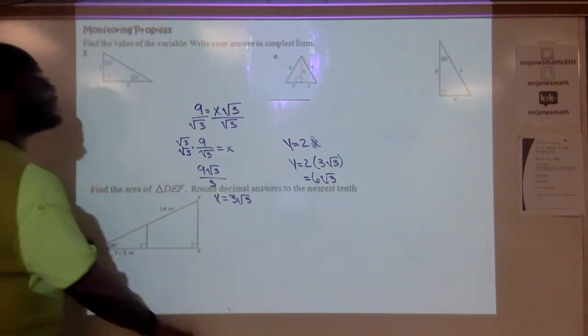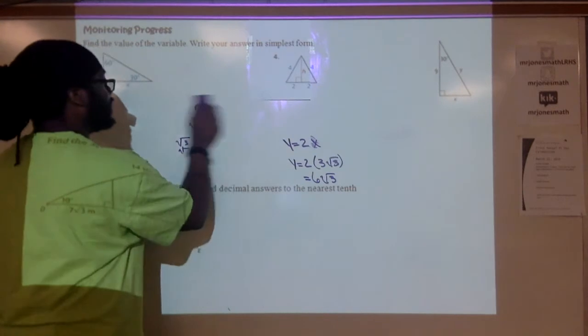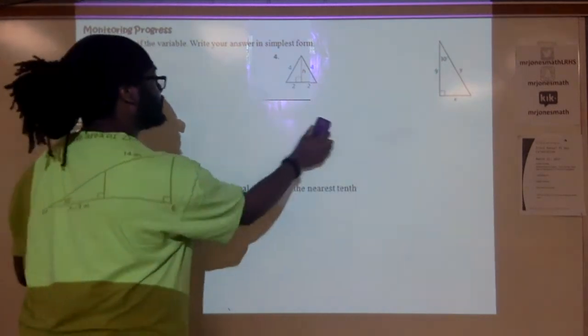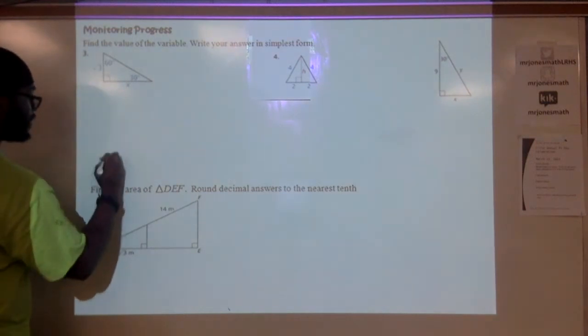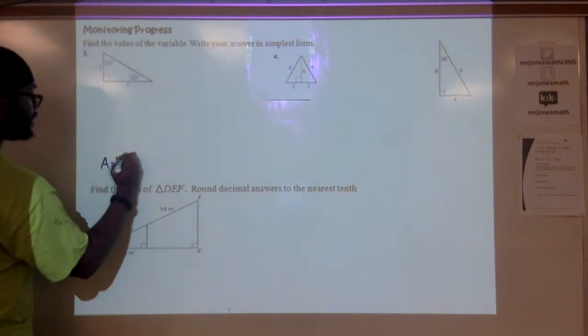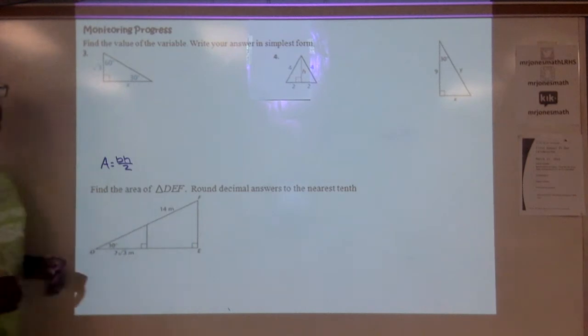So take a moment to try to figure out these 4 problems. Now, remember, to find area, the area of a triangle is base times height divided by 2.